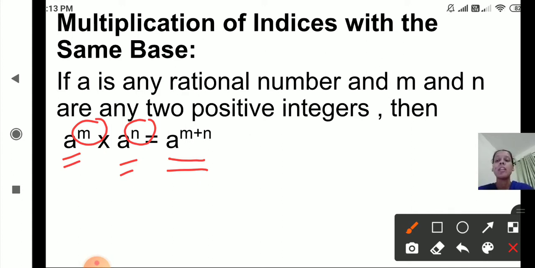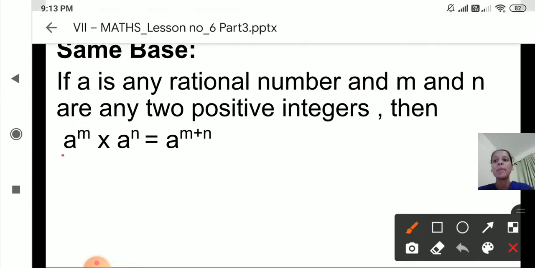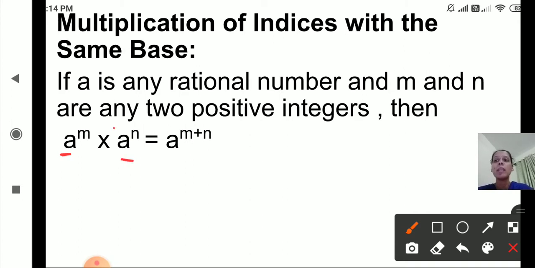As you can see here in the first one, a is the base. We will do multiplication of indices with the same base. The base is the same: this is a here, here also a. So how to do multiplication of indices with the same base? a raised to m multiplied by a raised to n is equal to, first we will write down the base, that is a, raised to the addition of the two numbers which are given there. What are m and n? They are indices, right? So you will do the addition of indices, m plus n.